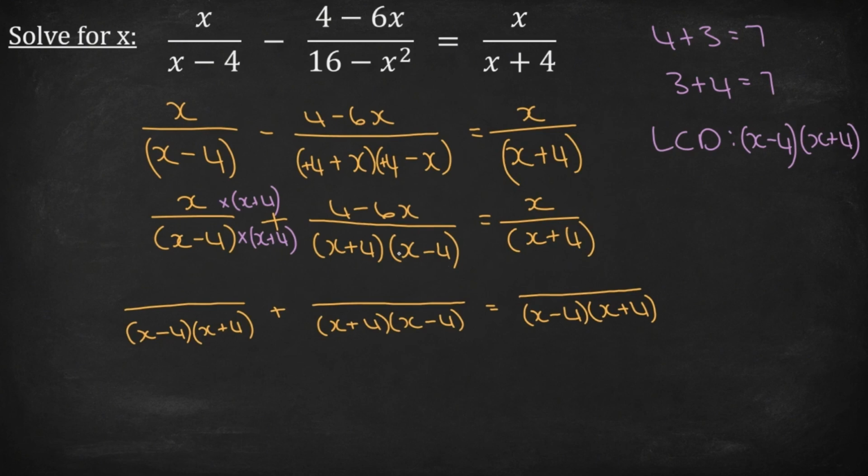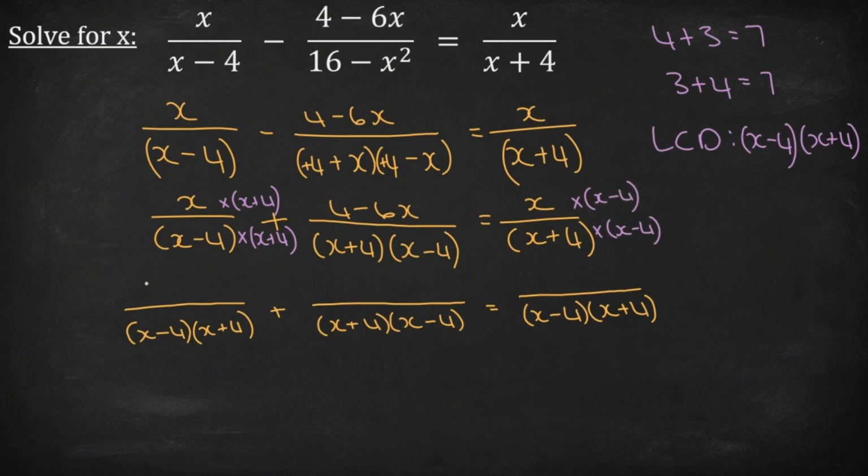Now in this fraction, the denominator is already the same as the LCD, so I'm going to leave the numerator as is. And in this fraction, I have to multiply this x plus 4 by x minus 4 so that it looks like the LCD. So, and what I do at the bottom, I have to do at the top.